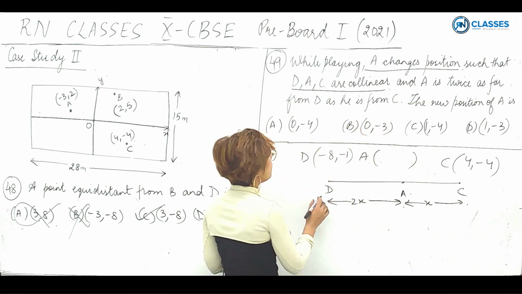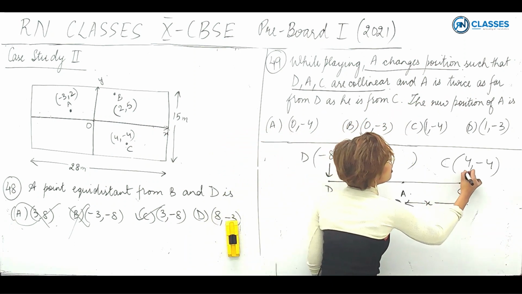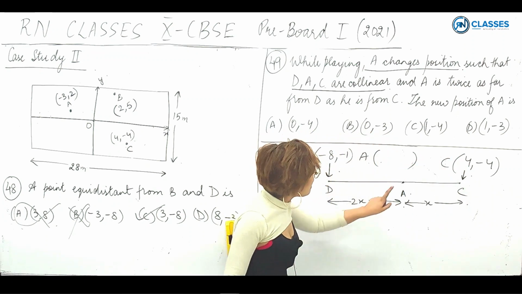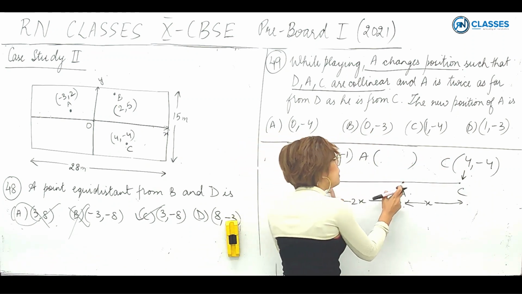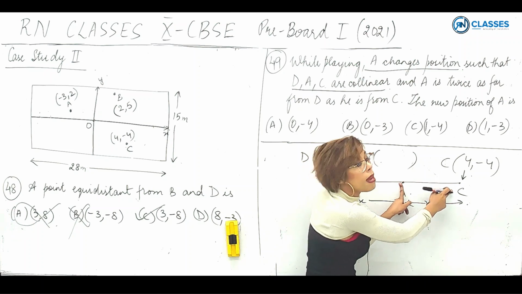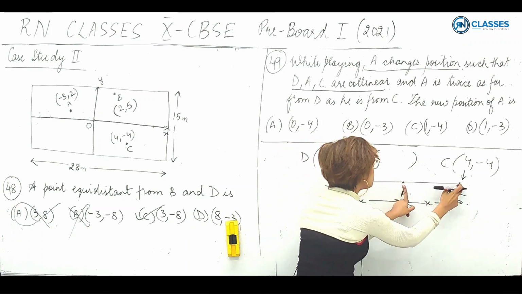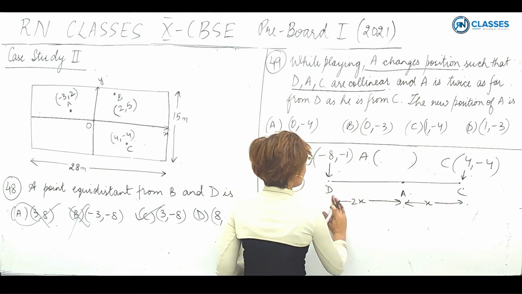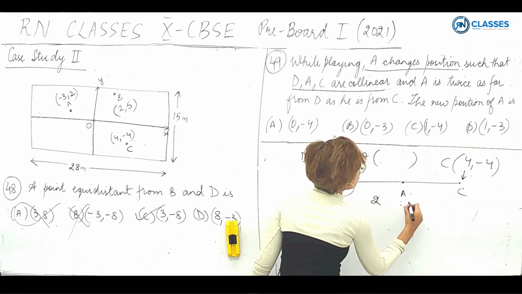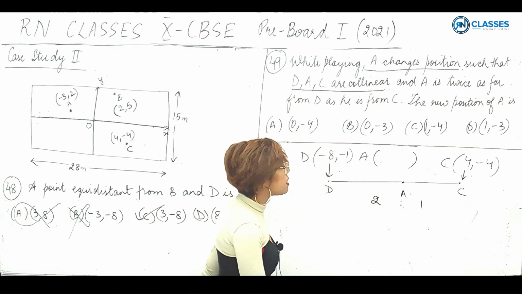Now I know the coordinates of D. I know the coordinates of C. To find the coordinates of A, I should know this ratio. In the section formula I can find it. And this ratio is nothing but 2:1. So I know this also. 2:1. Now let me use the section formula.